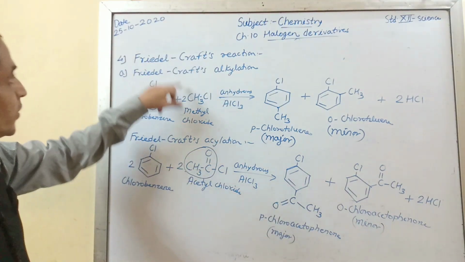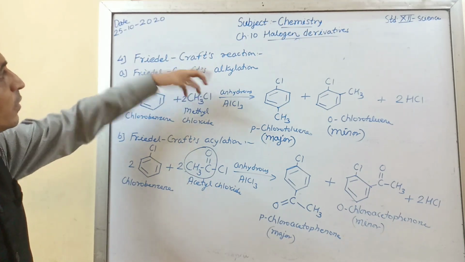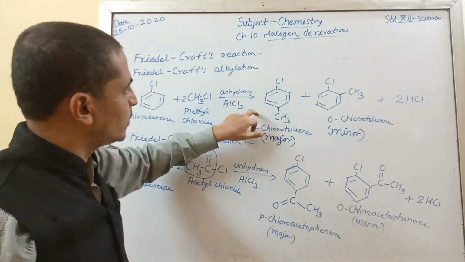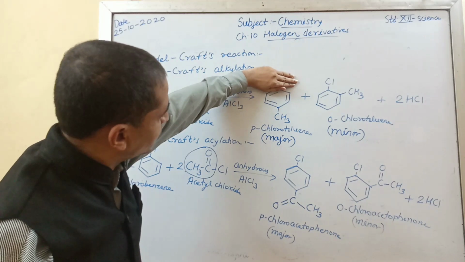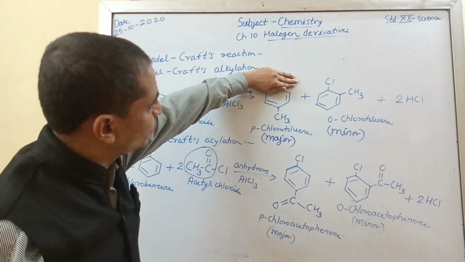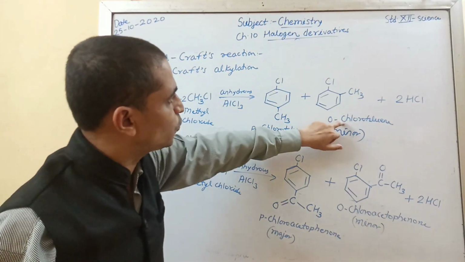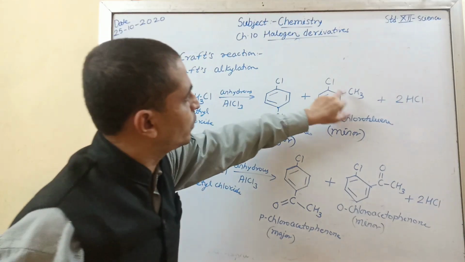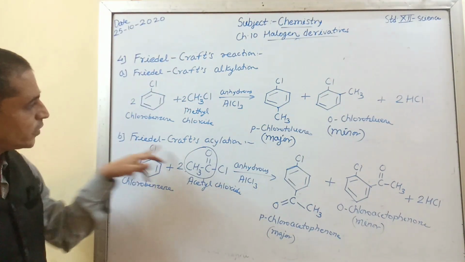So these are the Friedel-Crafts reactions, and we have already studied this in 11th standard in benzene. It is para-chlorotoluene because if you hide this chlorine, it is toluene. It is ortho-chlorotoluene, this is the ortho position. It is the para position. See, 1, 2, 3, 4. 1, 2, 2 means ortho. Similarly with the Friedel-Crafts acylation.